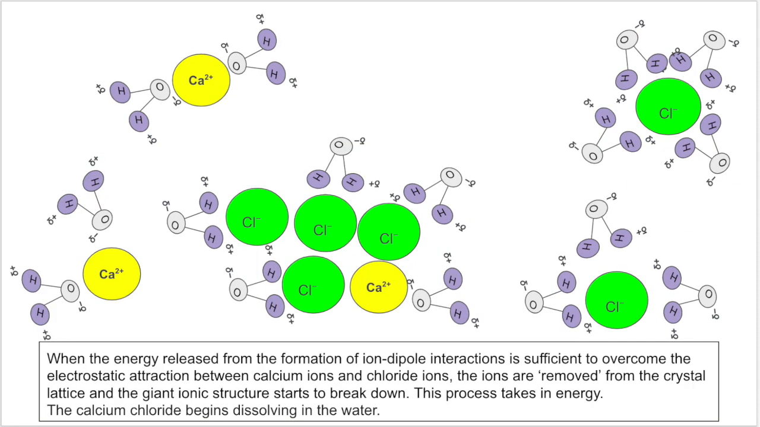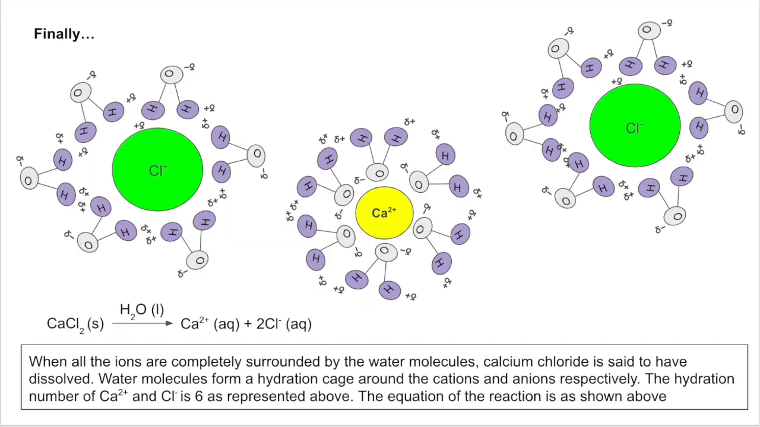When the energy released from the formation of ion-dipole interactions is sufficient to overcome the electrostatic attraction between calcium ions and chloride ions, the ions are removed from the crystal lattice and the giant ionic lattice structure starts to break down. This process takes in energy. The calcium chloride begins dissolving in the water. When all the ions are completely surrounded by the water molecules, calcium chloride is said to have dissolved.